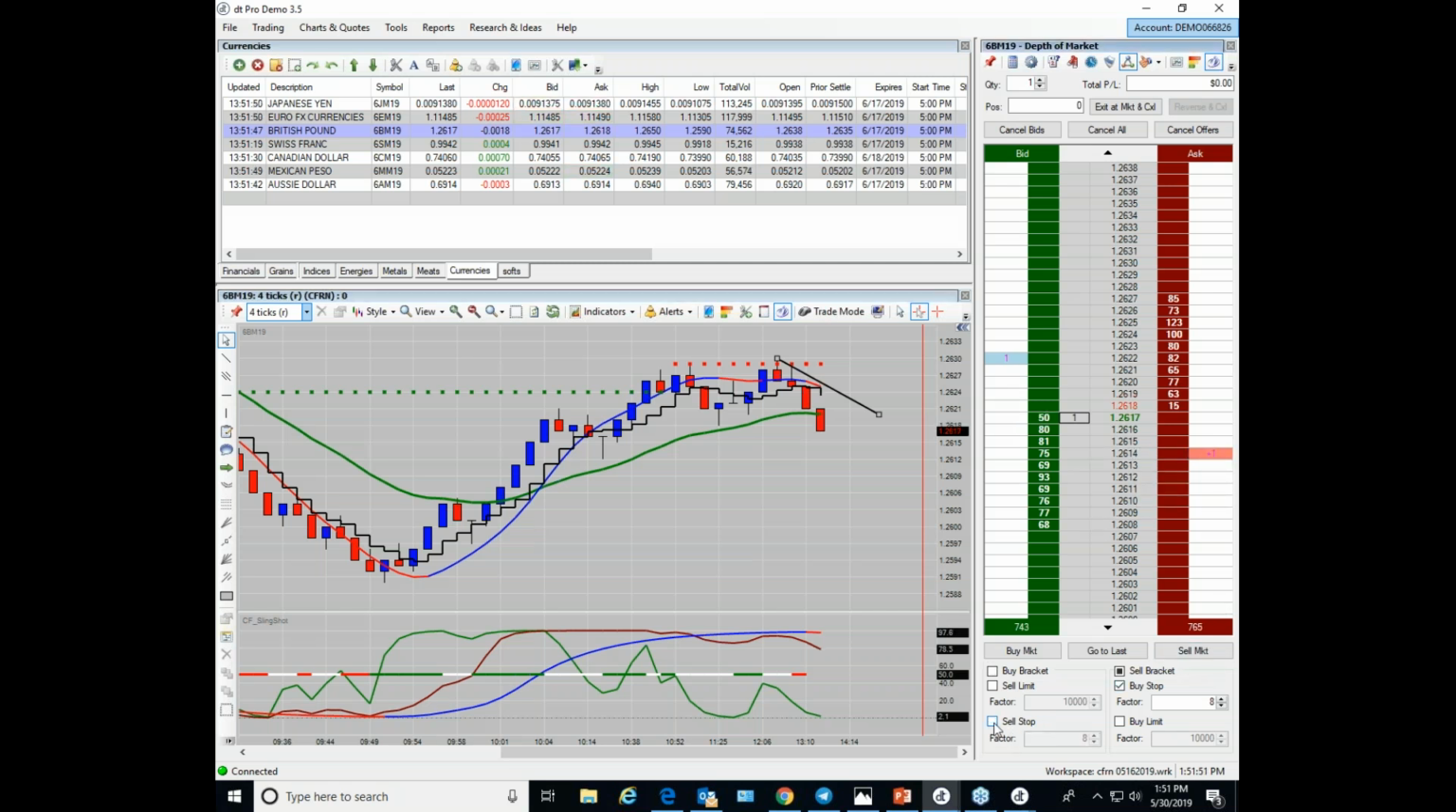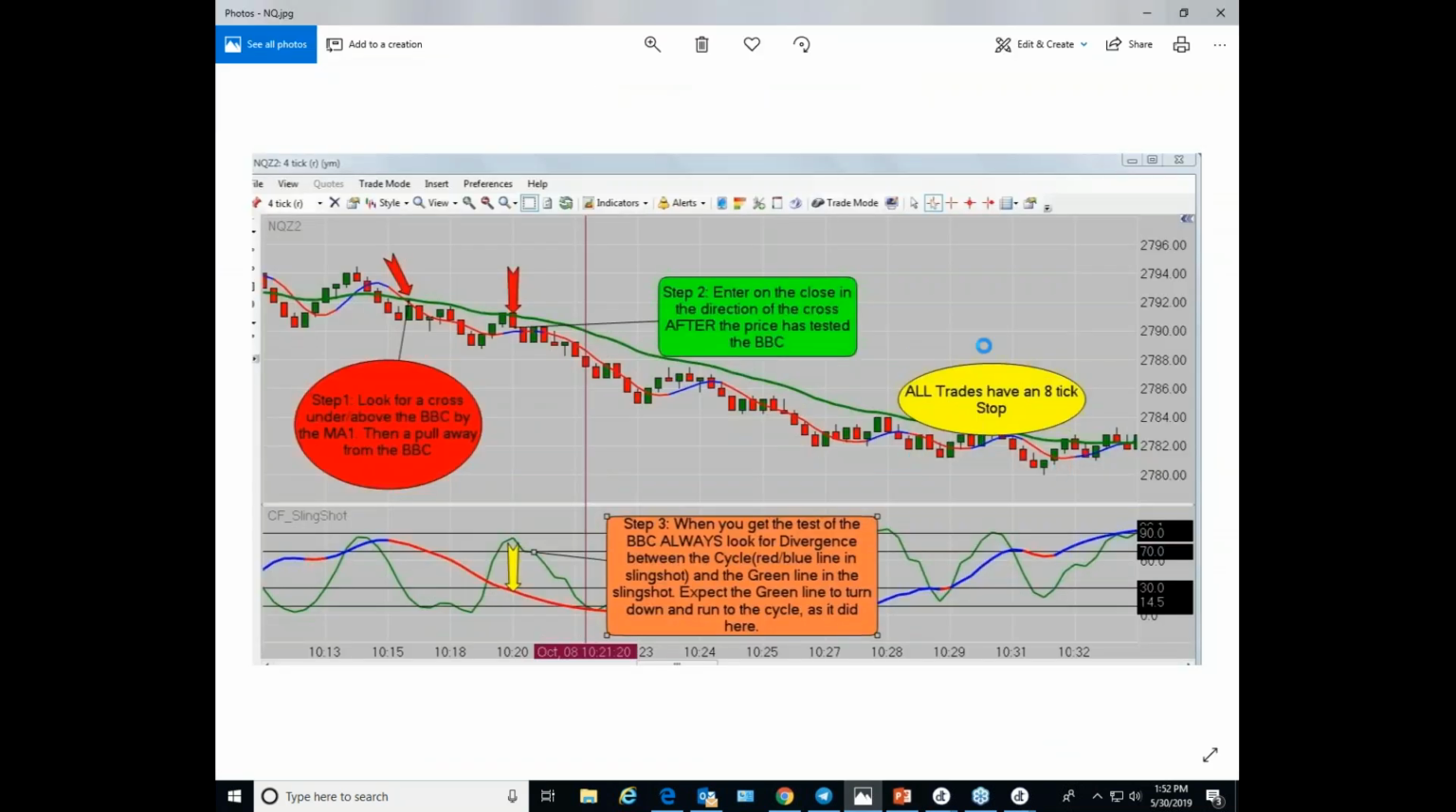So if you have DtPro, if you select sell stop and buy stop, just those two boxes there, and you right click over buy stop and put factor in ticks, and sell stop, factor in ticks, and make the factor 8, like I've done, it's automatically going to put the stop loss 8 ticks behind your entry. And you know what? That's our rule, right? 8 ticks.